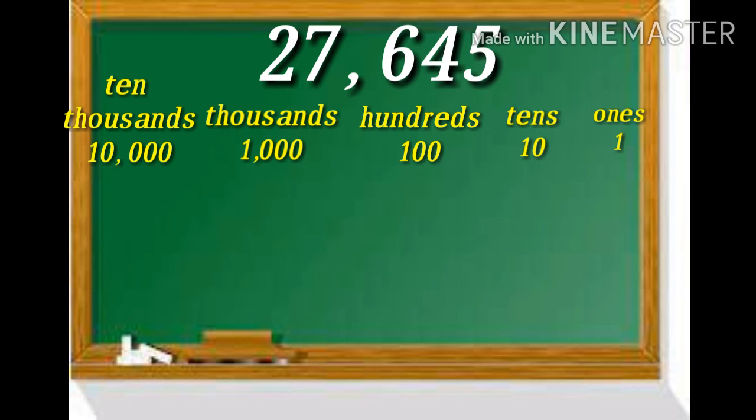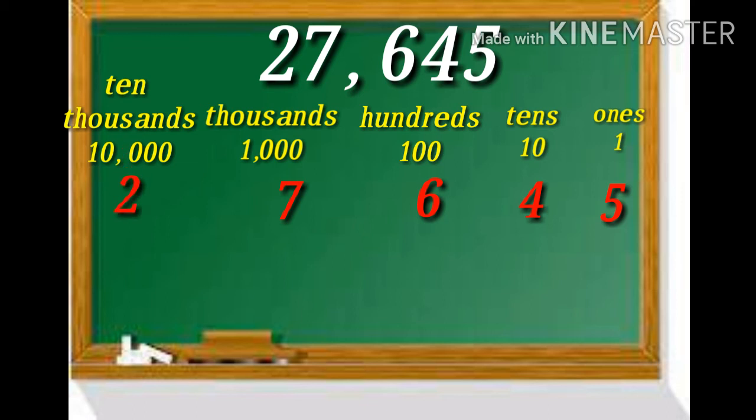Digit 5 has the place value of 1s. Digit 4 has the place value of 10s. Digit 6 has the place value of 100s. Digit 7 has the place value of 1,000s. And digit 2 has the place value of 10,000s.